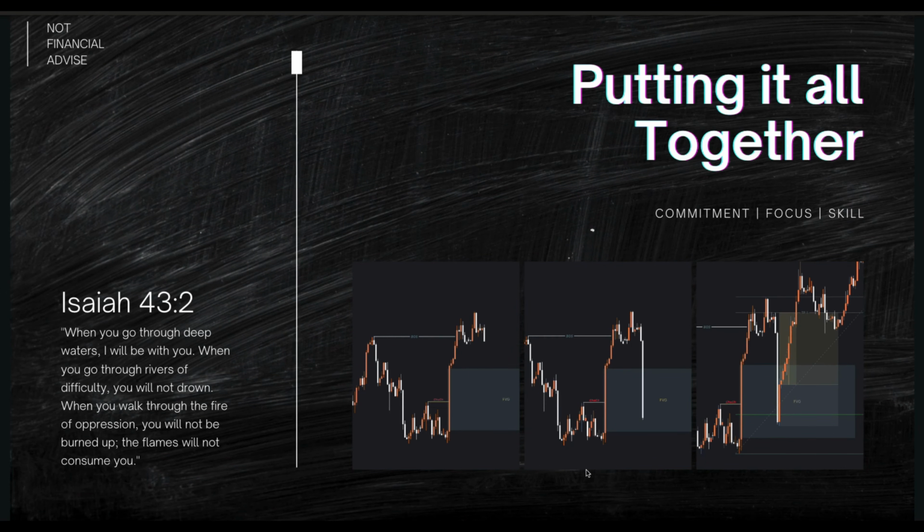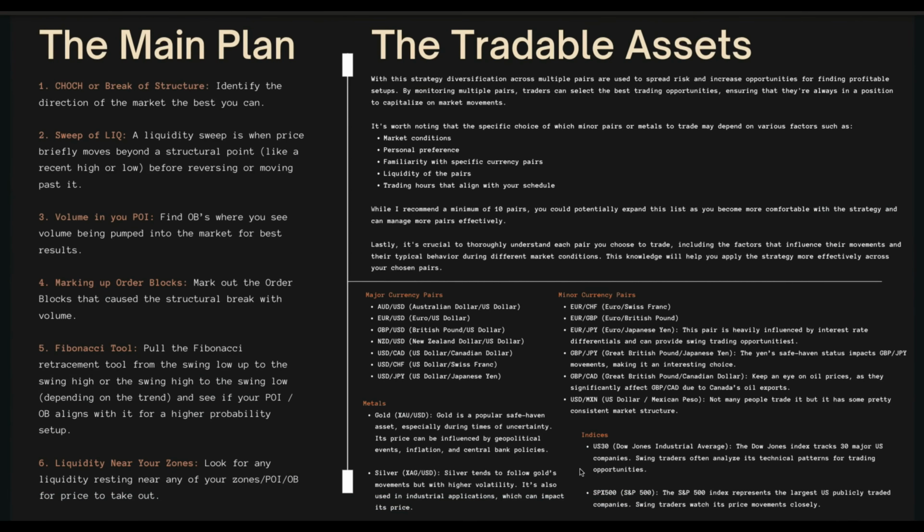All right, so we are going to put it all together, guys. We're putting the strategy together, and hopefully we can get you guys funded and quit that 9 to 5. Okay, so here is your main trading plan.